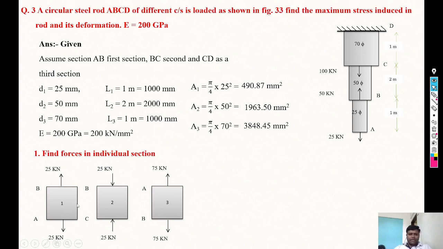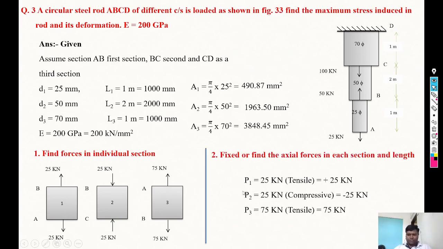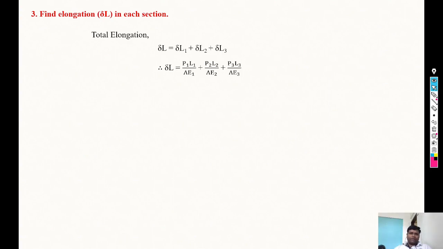Now we have the forces on each individual section. P1 is tensile, positive 25 kilonewton. P2 is compressive, 25 kilonewton, that is minus 25, and P3 is tensile, so it is plus 75 kilonewton. Now find the elongation. Just put in the formula as we discussed: delta L1 plus delta L2 plus delta L3, then we will get the total elongation.